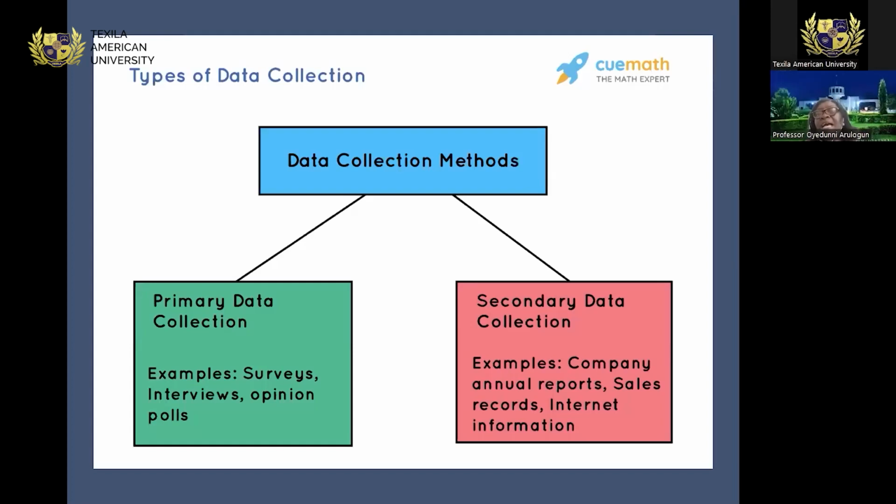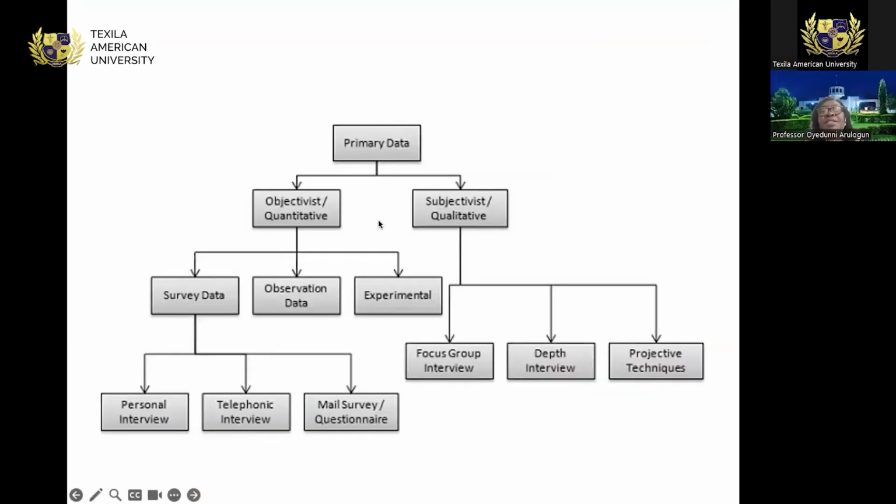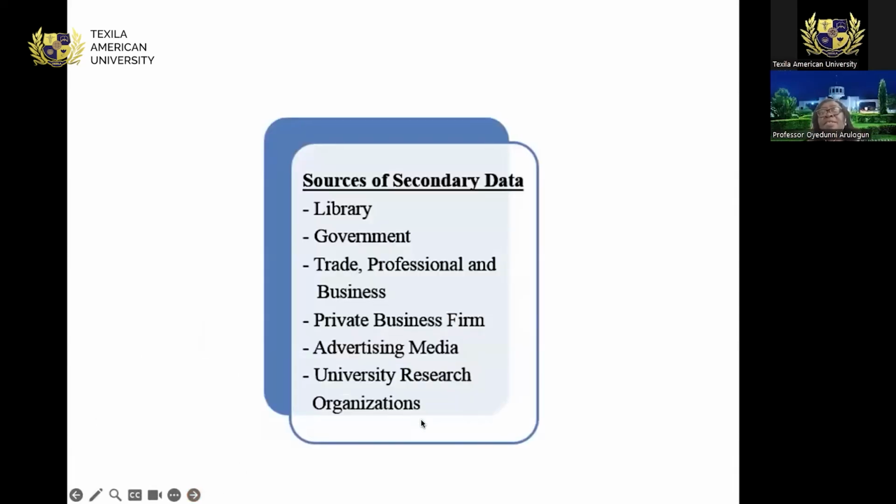Now, secondary data are existing records that we access for information. And so these are the different types of primary data. Your primary data can be quantitative, can be objective, because you are doing a survey or observation data, and it can be qualitative if you do a focus group interview or in-depth interview. And these are the different sources of secondary data where you can get different examples of secondary data.